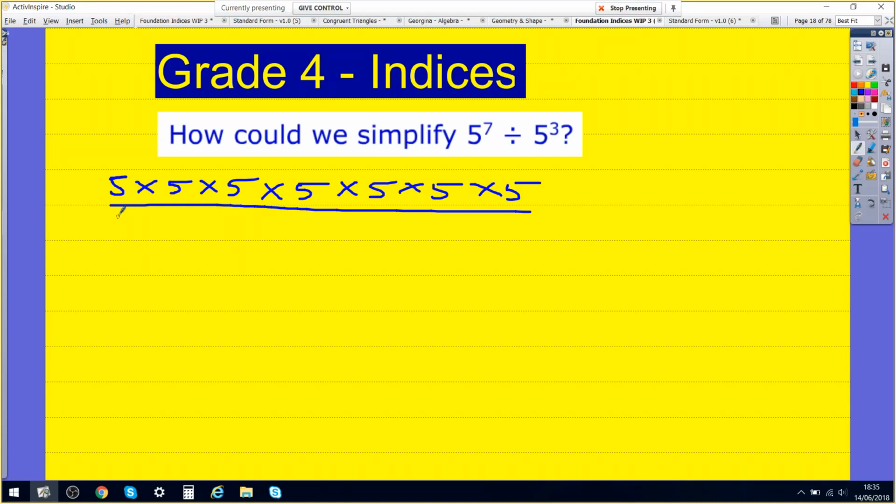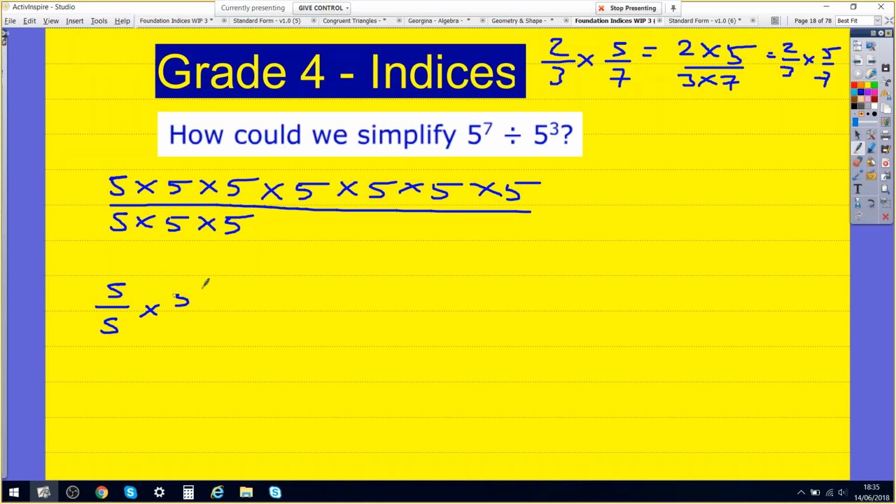We can work in reverse and separate these out in the same way. If you had 2 over 3 times 5 over 7 or something, you can bring the two together. And obviously if you can bring them together, you can bring it back to the original question. You could just separate them again. So you can do the same here. So you can say that's 5 over 5 times 5 over 5 times 5 over 5, and then we've just got the 4 5s left over.